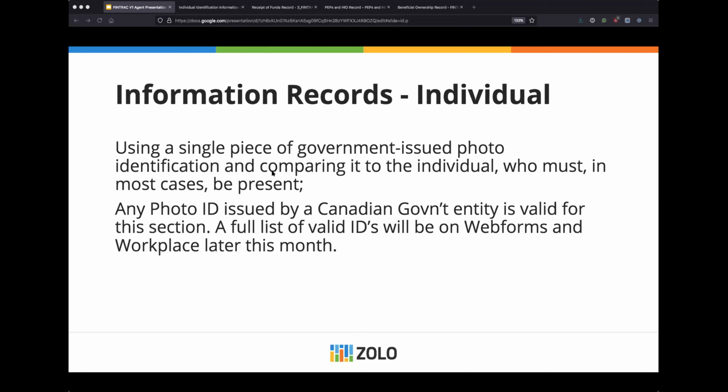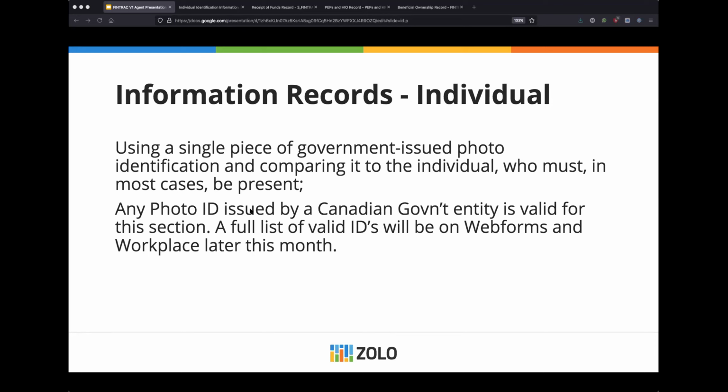Any photo ID issued by a Canadian government entity is valid for this section. Specifically, photo ID. We cannot use a SIM card, but a PR card is fine. We cannot use the health card, which does not have a photo on it. Okay, so photo ID is mandatory.